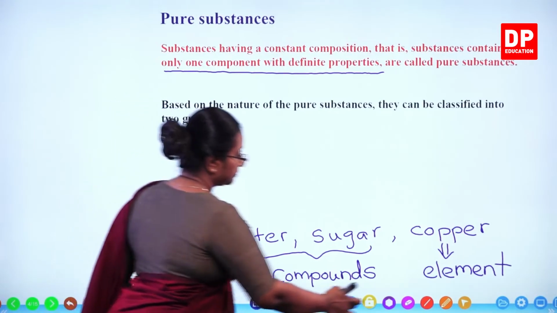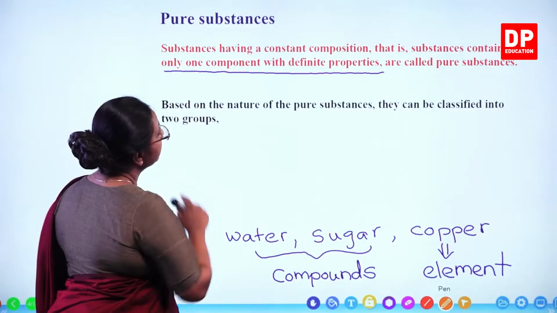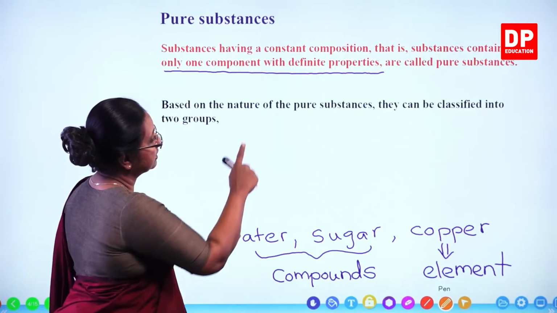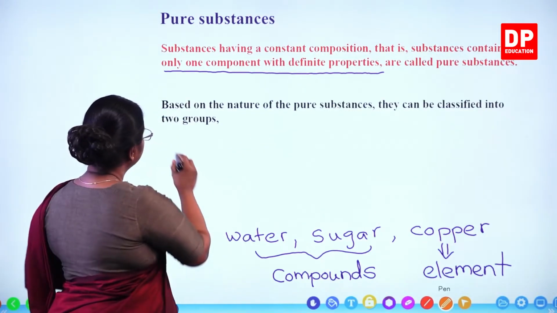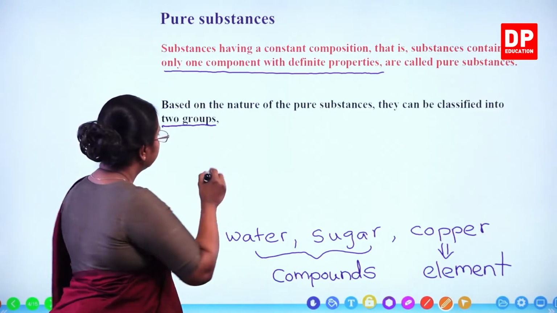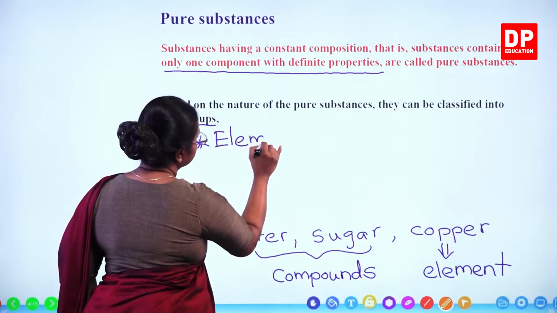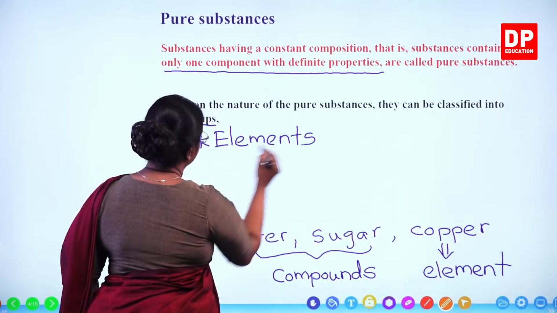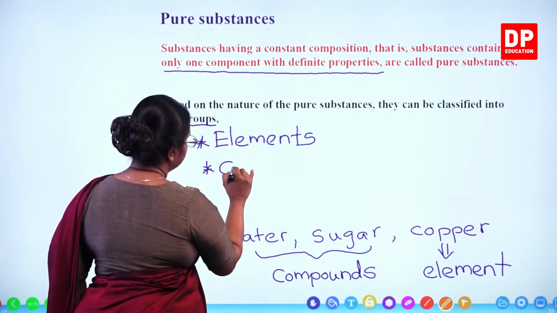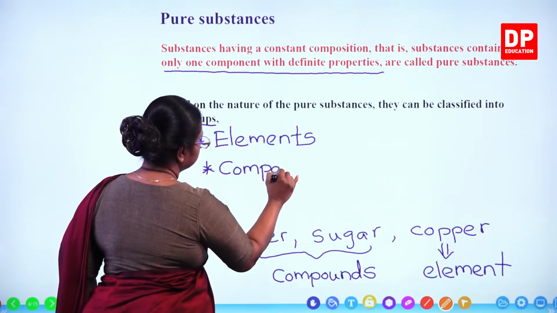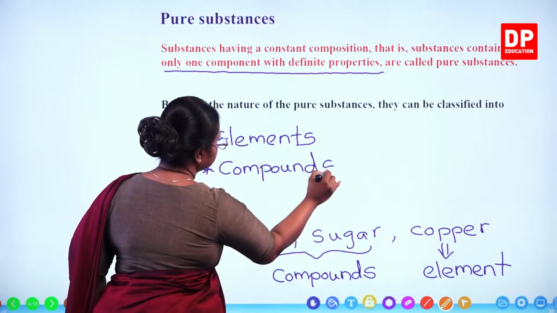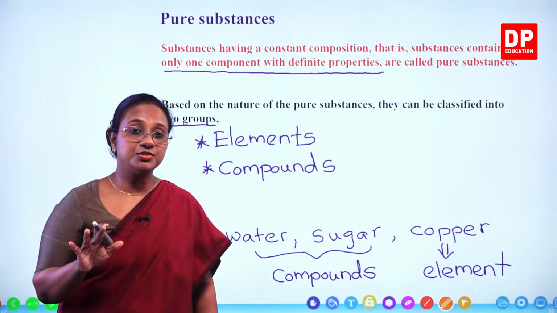So here, based on the nature of the pure substances, they can be classified into two groups. The two groups are elements and compounds. Is that clear to you all, students?